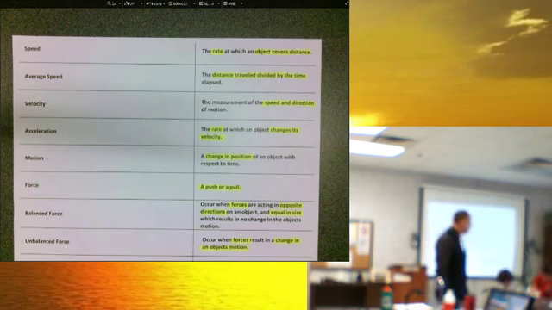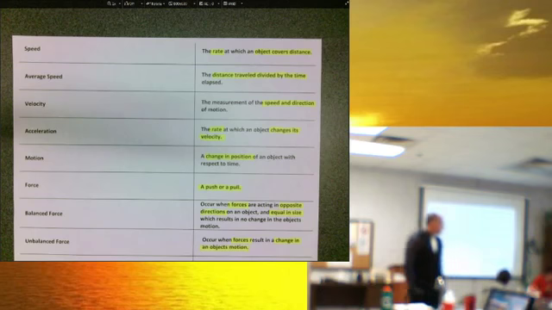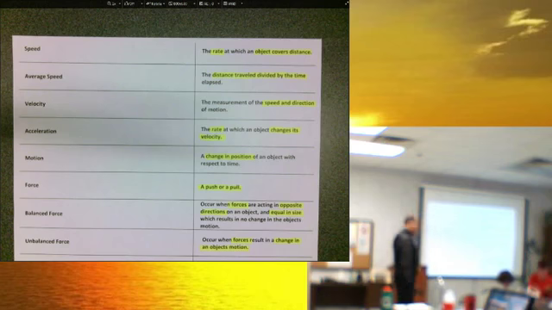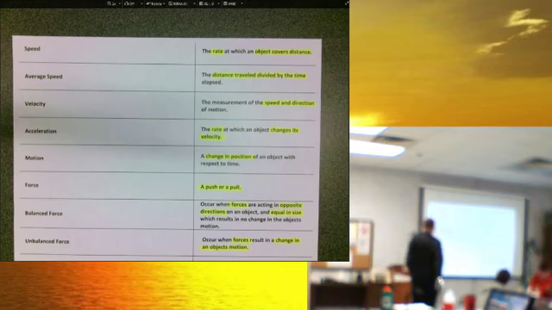So if we were going to Houston, we were traveling 75 miles per hour east. Everybody understand? It has to have that direction, east, or it's going to have south or north or some direction.